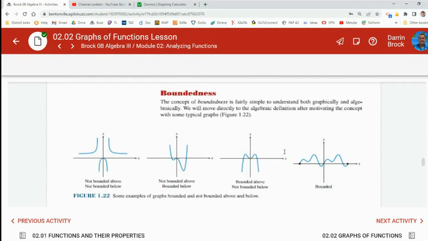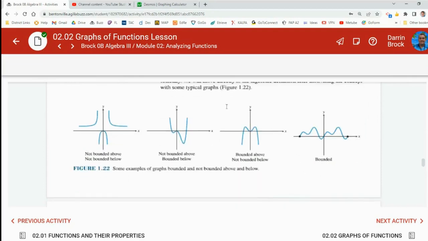Boundedness. See, the concept of boundedness is understood when you look at it graphically. All right, so is this bounded above or below? No, this will go all the way up to infinity and all the way to negative infinity. There's some values in between it doesn't get, but it's not bounded.